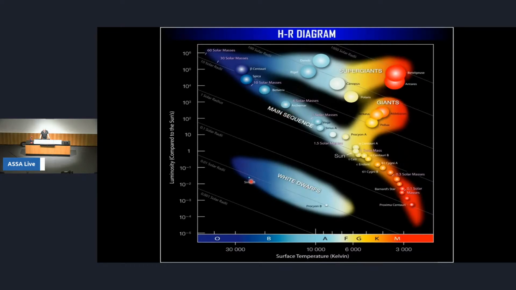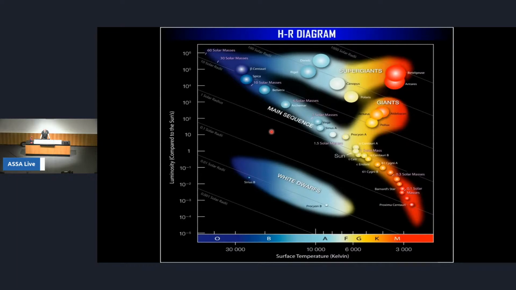Some examples of white dwarfs: Sirius B and Procyon B. And then some of the giant stars here, we have Pollux, Aldebaran, Arcturus, classical giant stars. And then some of the supergiants like Rigel, Polaris, Antares, and Betelgeuse.